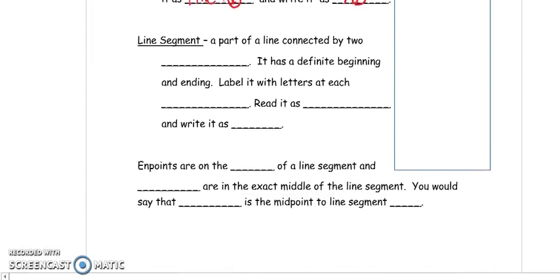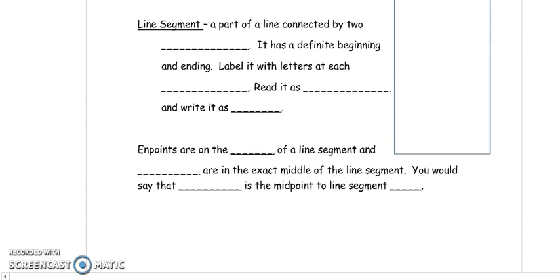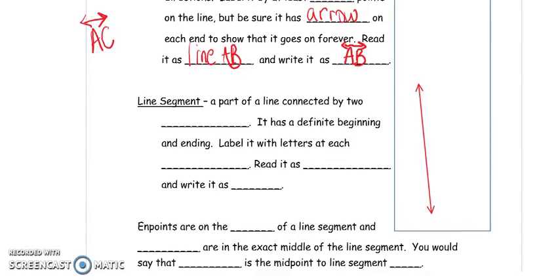Let's go down to line segment. Pause if you need to catch up. A line segment is just part of a line. So, let's say I have this long line here. And let's label it, oops, let me go back to this. Let's label it A, C.